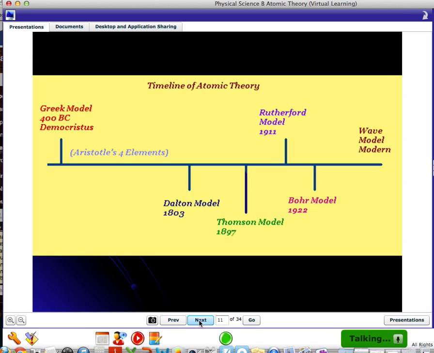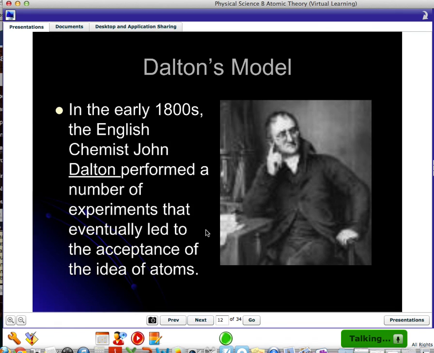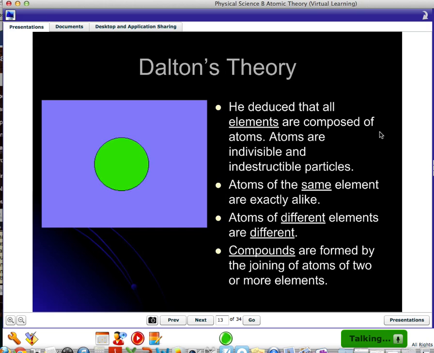We'll get to that. Next, Dalton performed a number of experiments that helped lead to the acceptance of the idea of atoms. He thought that all elements are composed of atoms. Atoms are, again, indivisible and indestructible. We do know now that we can break atoms chemically, but physically you can't separate an atom. Atoms of the same element are exactly alike. So this is a new theory.